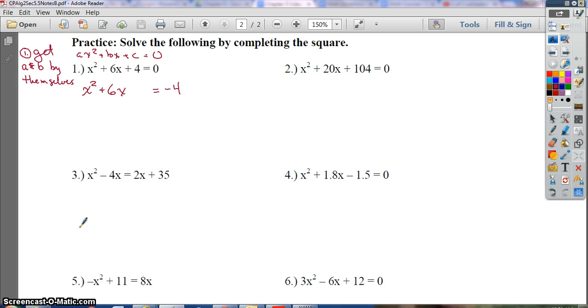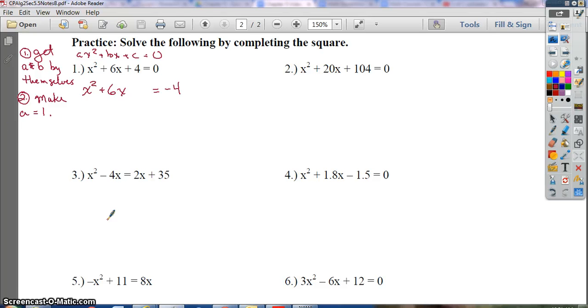Okay? Step 2, make a equal to 1. Since x squared has 1 in front of it, a is already 1. If it wasn't 1, we'd have to divide it out of there to the other side.